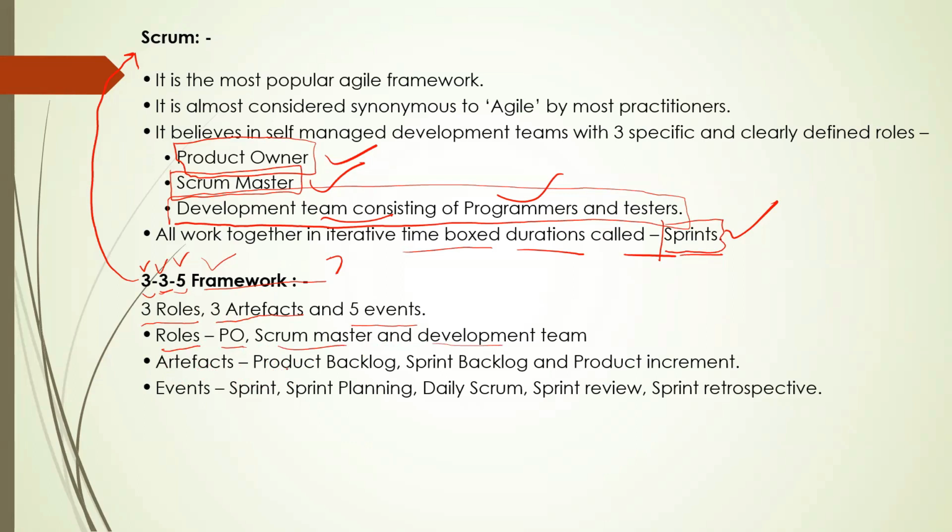Three artifacts. First artifact is product backlog. Second is sprint backlog. And third is product increment. Next, we have 5 events. What are events? We have sprint planning, daily Scrum, sprint review, sprint retrospective. We will study each one of them step by step.